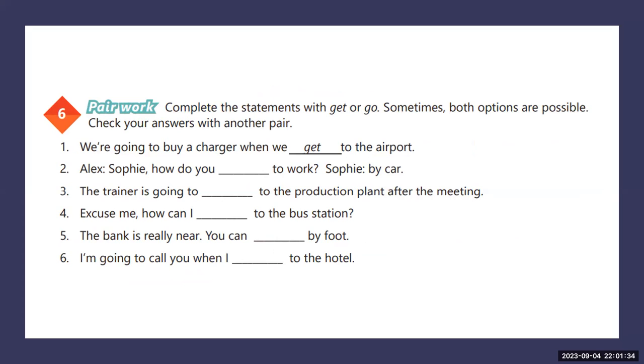For example, number 1 says we are going to buy a charger when we get to the airport. What about number 2? Alex, Sophie, how do you go to work? Sophie, by car. Okay, you have to fill that. Number 3, the trainer is going to go to the production plant after the meeting. Number four, excuse me, how can I get to the bus station? Number five, the bank is really near. You can buy food. And number six, I'm going to call you when I get to the hotel.